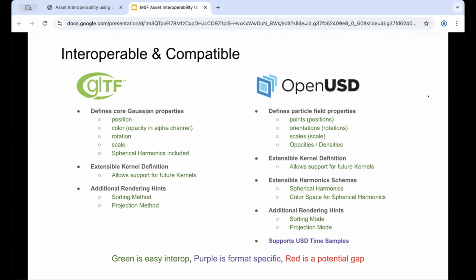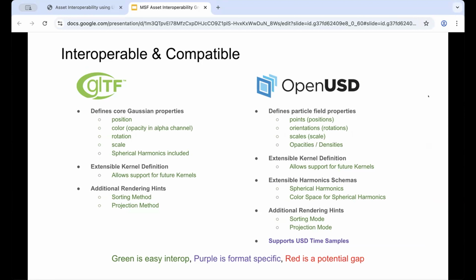Ultimately, and this has been really important to me, the idea is that we keep these interoperable and compatible. I've been working closely with the OpenUSD folks, to the point where I'm now actually joining the emerging geometry interest group, doing what we can to make sure that we've got easy interop in as many places as possible.